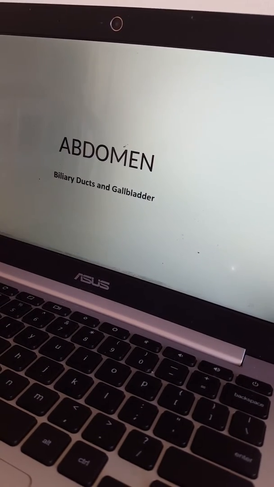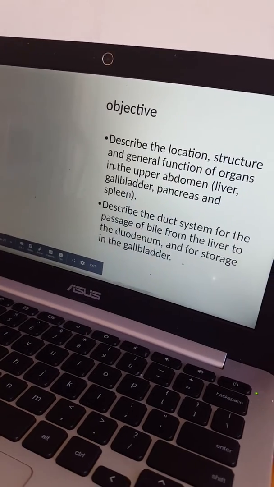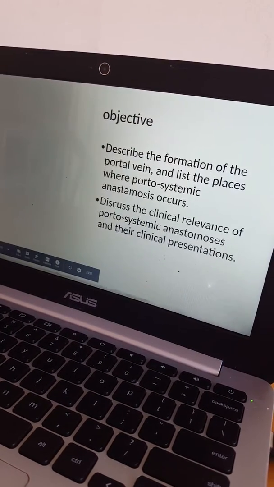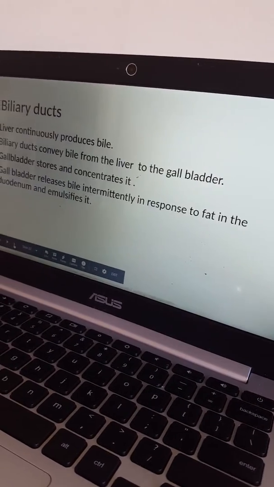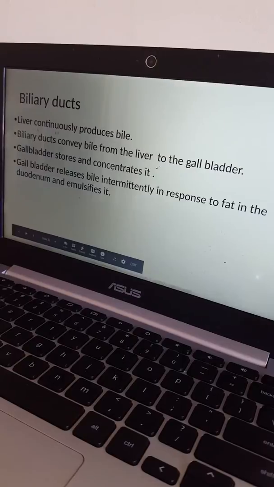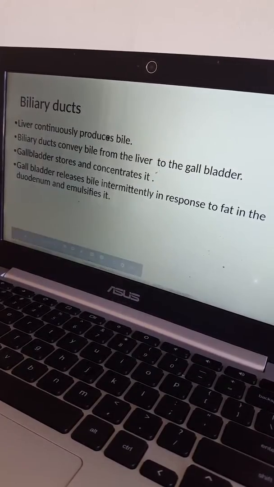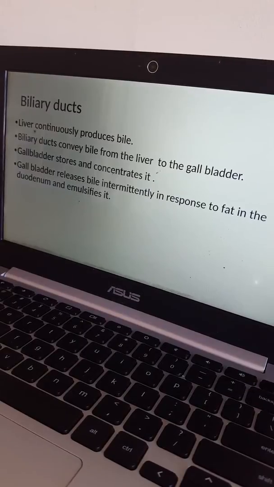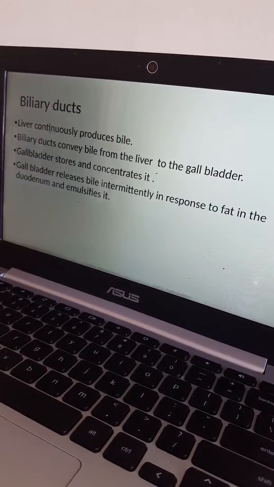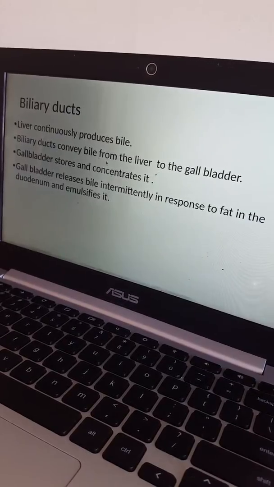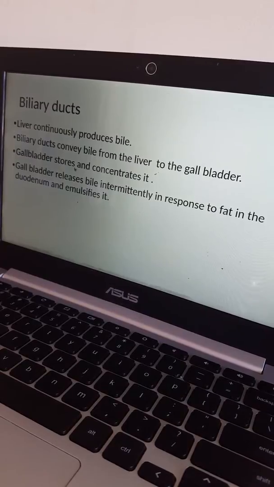So we will start here, biliary ducts and the gallbladder. Biliary ducts are the ducts which are inside the liver. They continuously produce bile. Biliary ducts convey bile. Basically the liver cells produce the bile, and the ducts convey the bile from the liver to the gallbladder for concentration. The gallbladder stores and concentrates it.